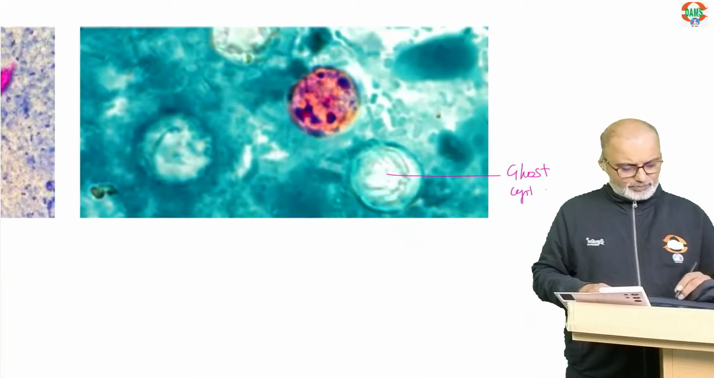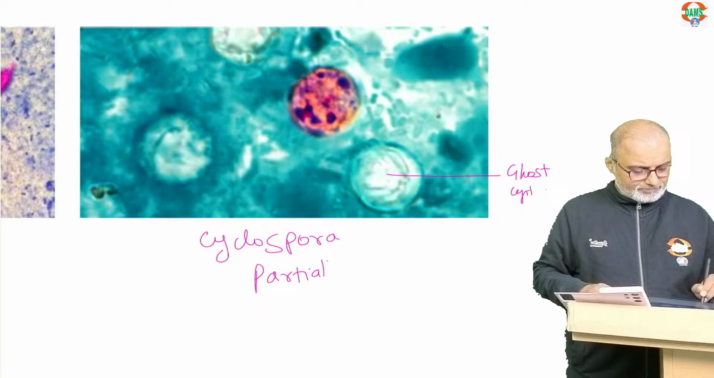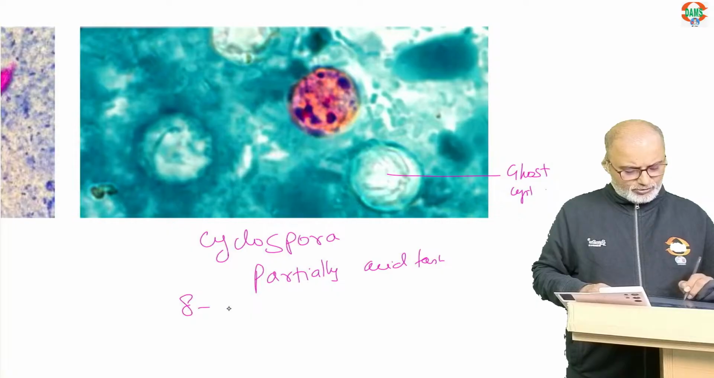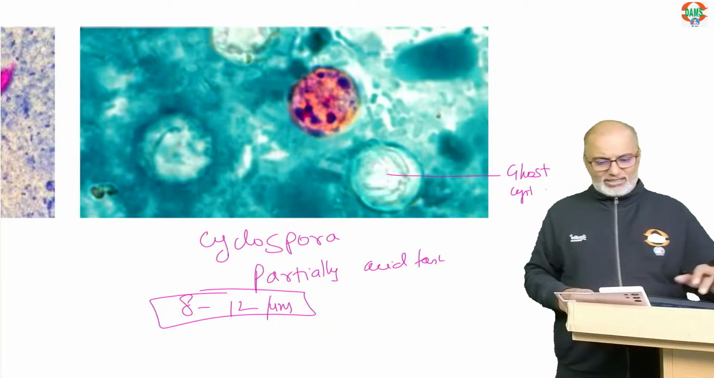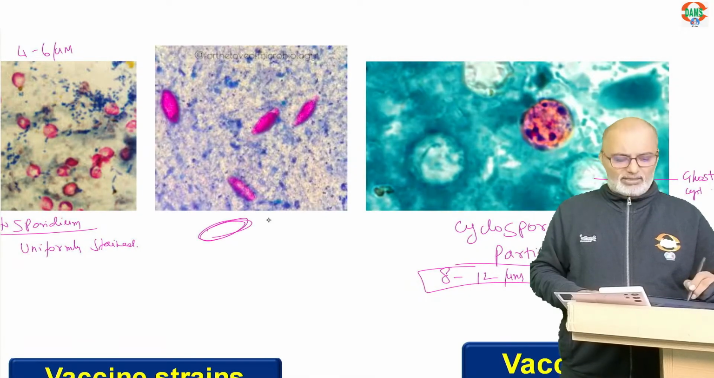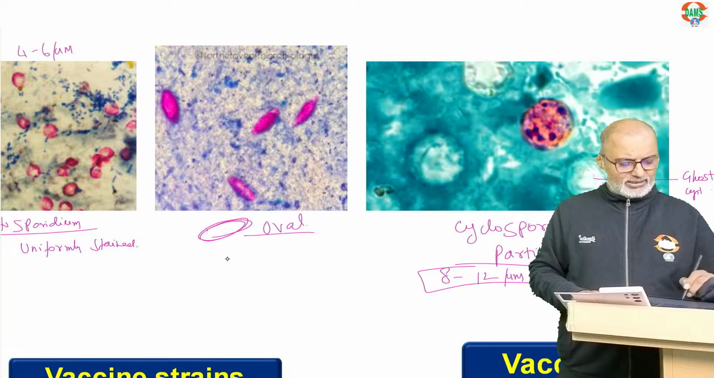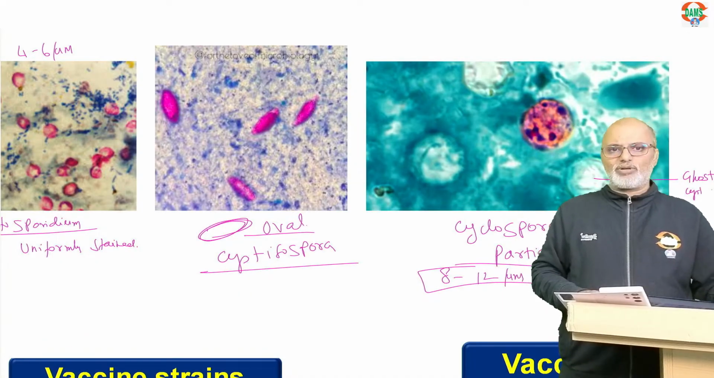Partially acid-fast is Cyclospora. It is around 8 to 10 or 8 to 12 micrometer. Automatically everybody can answer. Oval shape, elongated, is Cystoisospora.